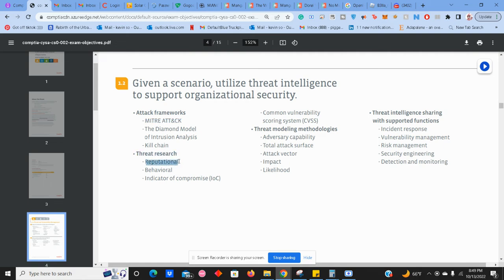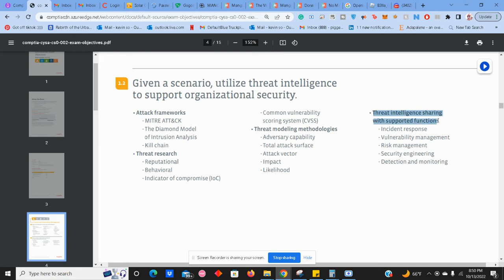Threat research includes reputational, behavioral, and indicators of compromise. There's also the CVSS. For threat modeling methodologies, we need to understand the adversary capabilities, the total attack surface, attack vectors, how they could attack, and the impact. Like what can you do to reduce the impact? Adding an IPS would reduce the impact. Then there's the likelihood, the chance of you getting exploited, and the adversary capability involves TTPs, usually the adversary's APTs.